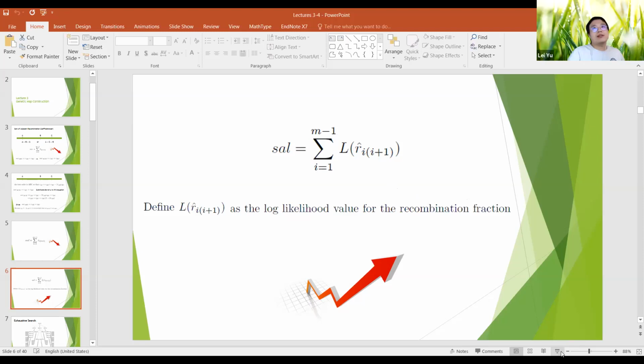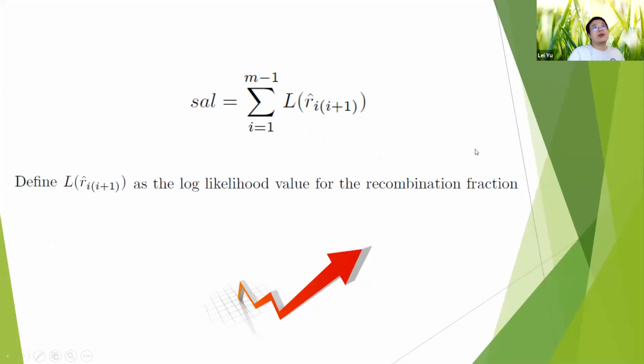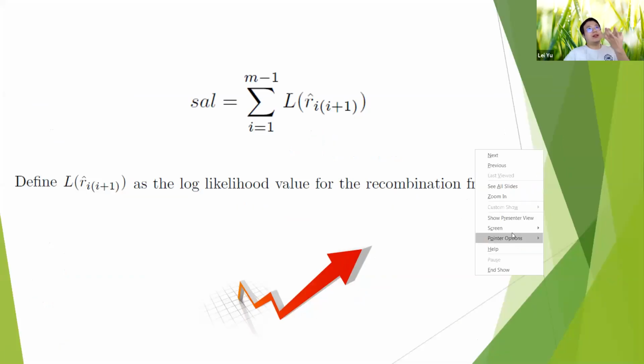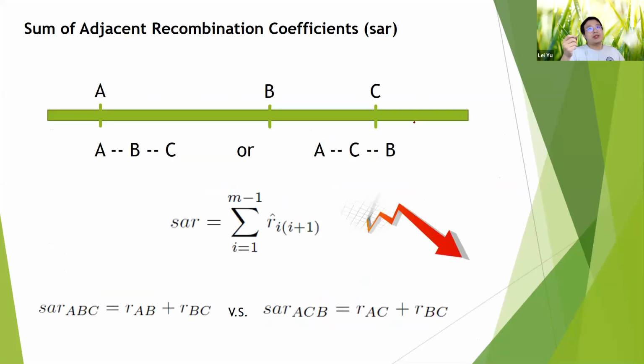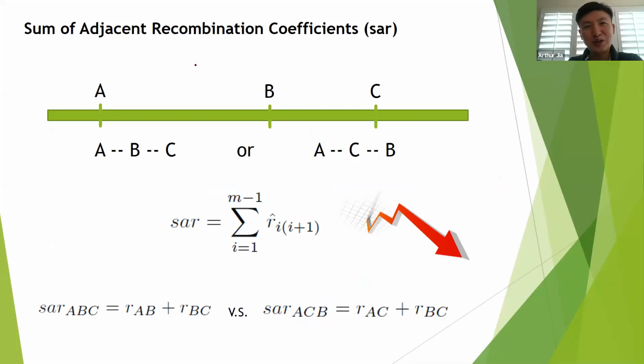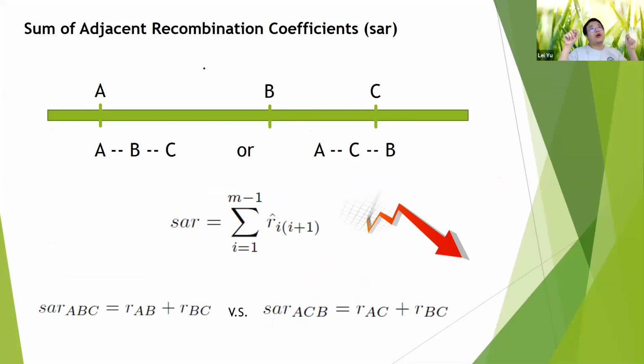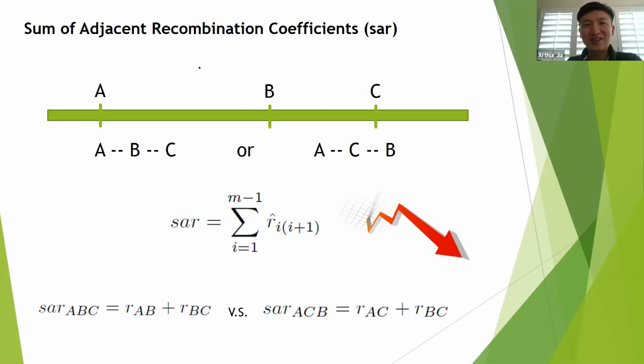Because in my understanding, for the first two it's very obvious: if A and C are on the ends, RAC should be the largest. But for the likelihood part, I'm not sure that if A and C are on the two ends, their maximum likelihood value should be the largest. Sure, let's do this. Okay, so suppose this is the right order.